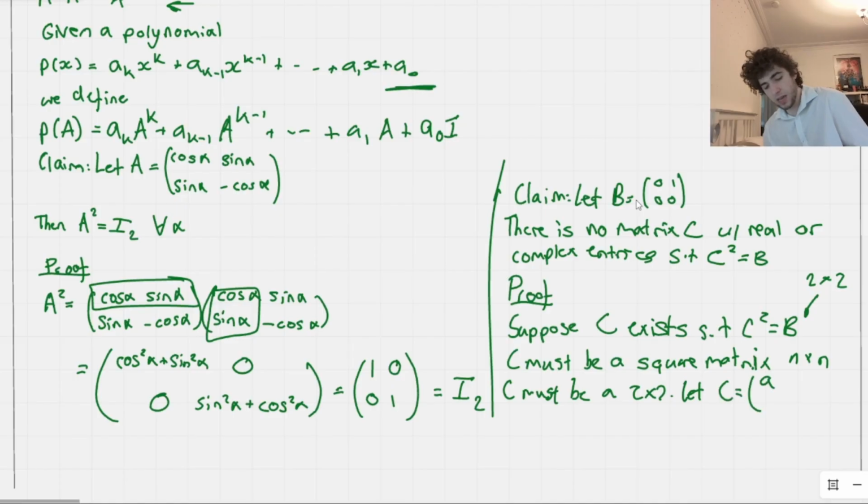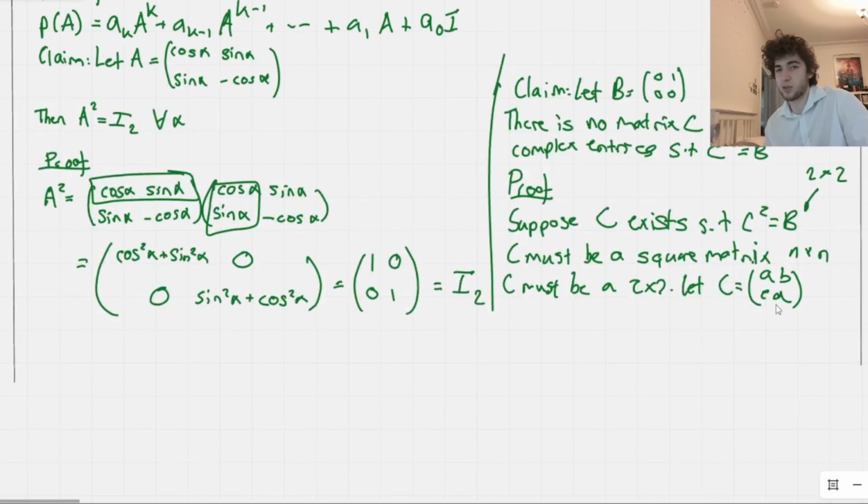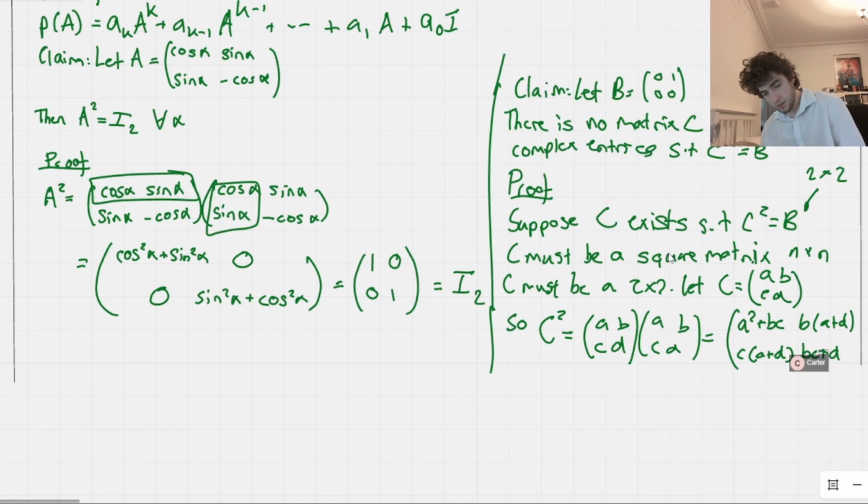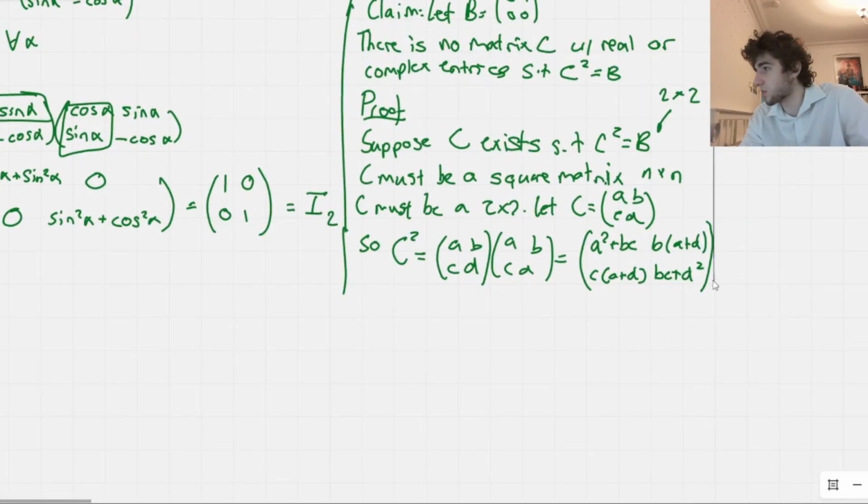So let C equal the matrix a, b, c, d, a general 2 by 2 matrix with components a, b, c, d. Then C squared is just a, b, c, d multiplied by a, b, c, d. When you carry out this matrix multiplication, you get a squared plus bc, ab plus bd, ca plus cd, and bc plus d squared. So this is C squared for any arbitrary 2 by 2 matrix C. I'm going to have to extend these boundaries, otherwise I'm going to go wild.